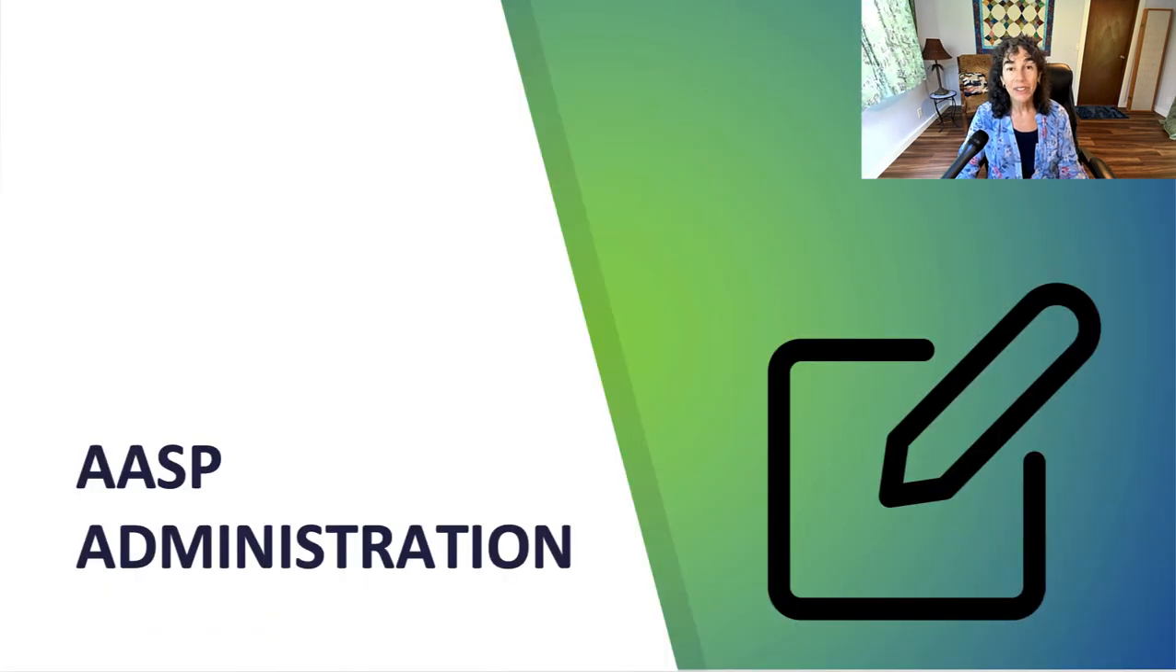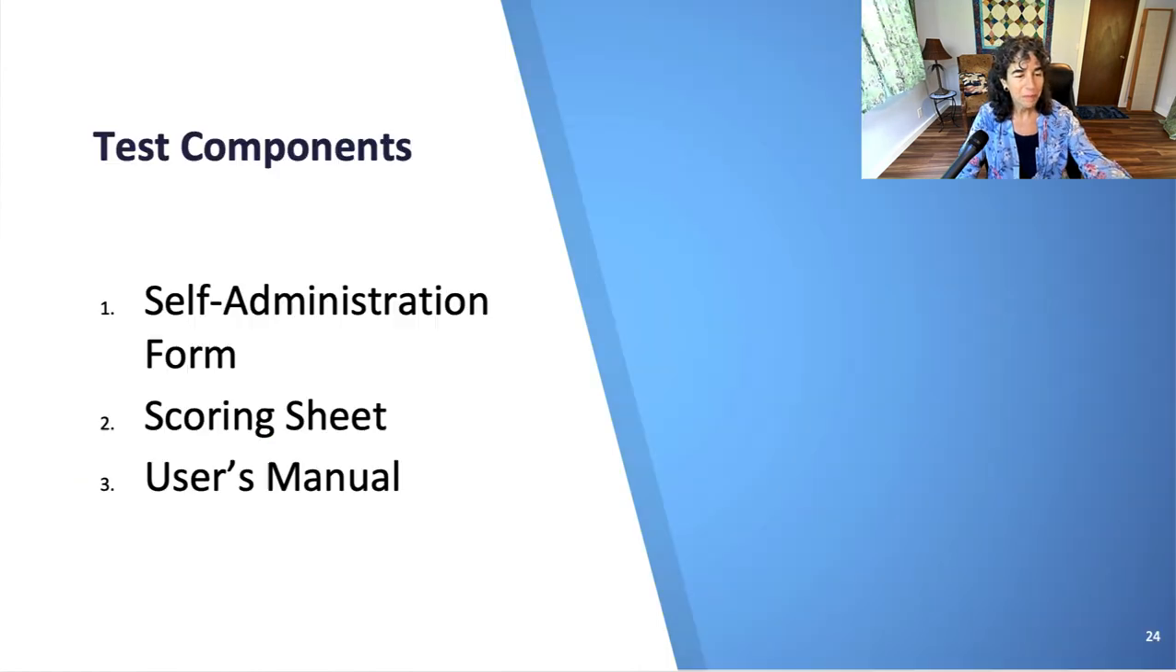All right. So now we get to the administration of it, right? The nuts and bolts. When you buy the AASP, or if you go to your workplace and they have it, you're going to have three things. You're going to have a self-administration form, which is the thing that either your client fills out, or for this class, you're going to fill out yourself. You have a scoring sheet where you're going to transfer all the scores from the form to the sheet. And then you have a user's manual to help guide you.